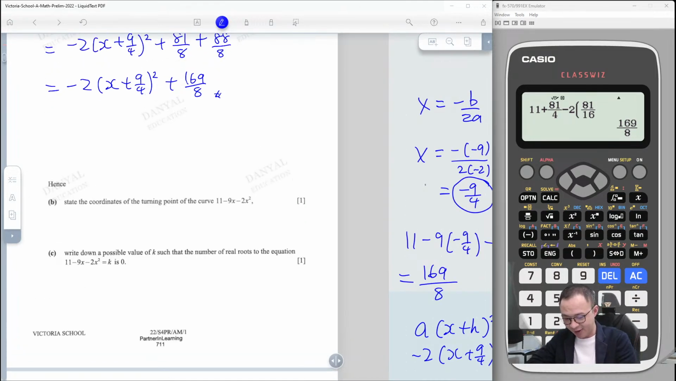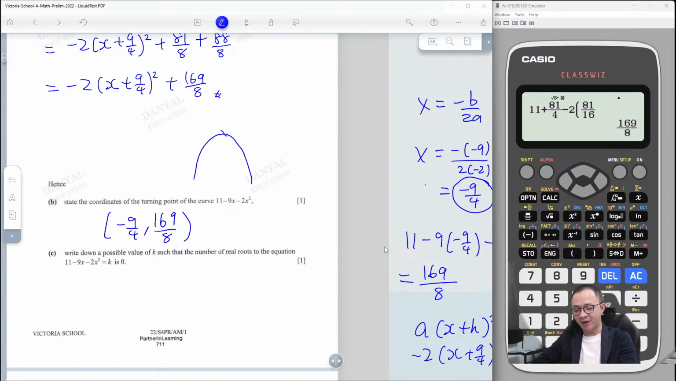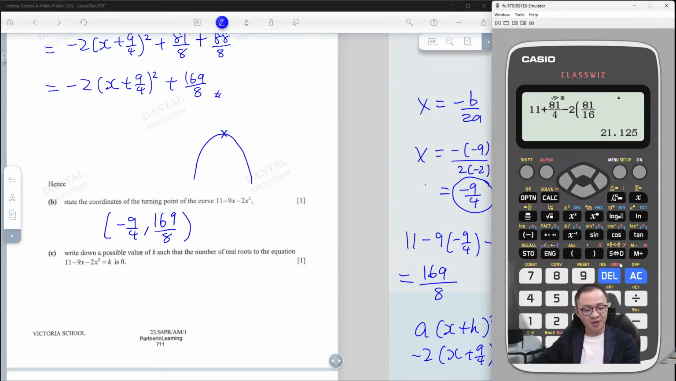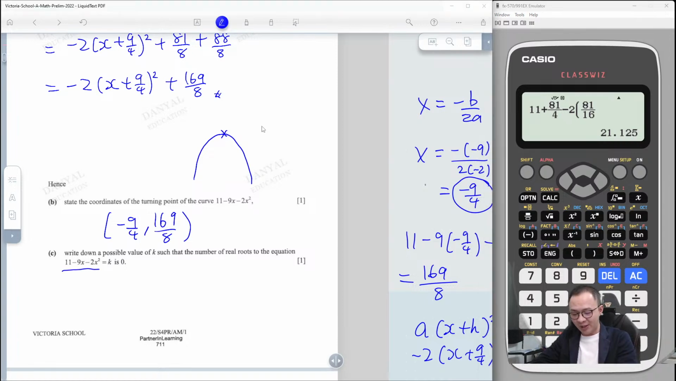This new app is tricky. So my coordinate will be -9/4 and 169/8. Okay, then they ask us to write down a possible value of k such that the number of real roots of the equation is 0. That means there's no real root over here. We see -2 and we know it's a maximum graph, isn't it? Since this is the maximum point, if I change this to a decimal, you can see my highest y value is about 21.125. Because this one is the y equation, when y equals k, we get a horizontal line.